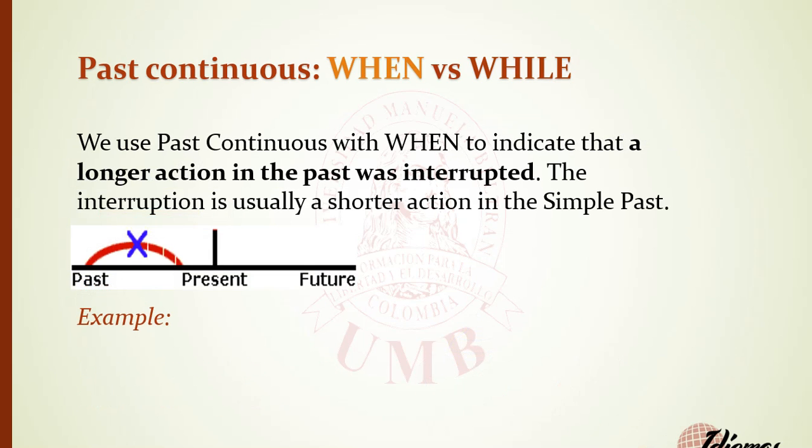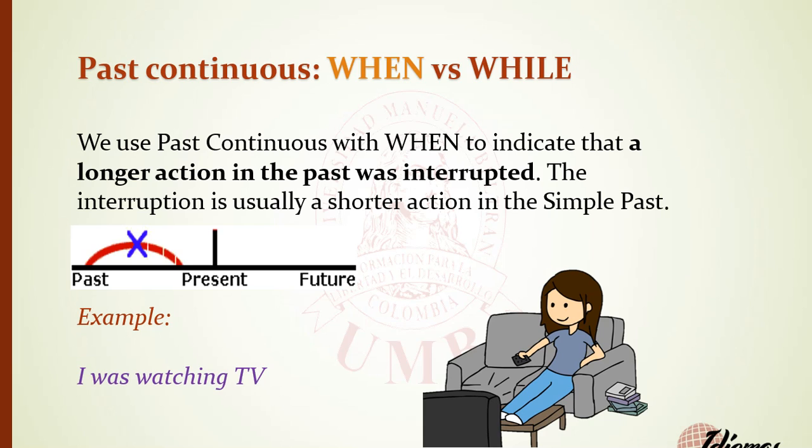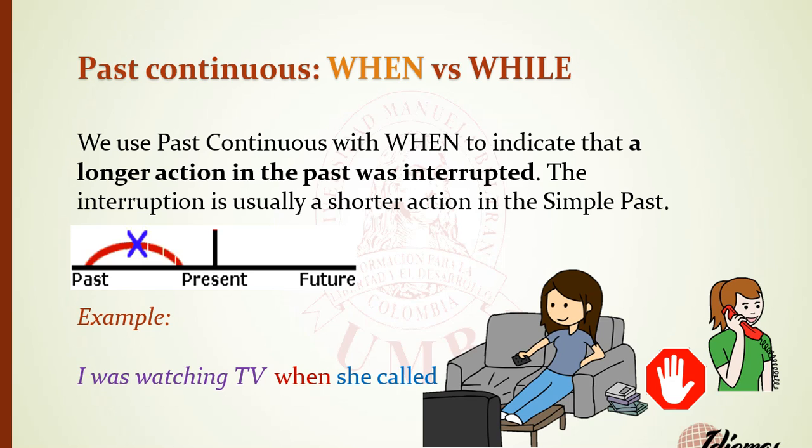But sometimes you can combine the past progressive and the simple past. And when you have the word when, it represents that an action is interrupted. Here we have an example. I was watching TV. This is an action that was happening in the past. But this action can be interrupted by another action. I was watching TV when she called. Yo estaba viendo televisión cuando ella llamó. So the fact that a person called interrupted the action I was doing. At that moment, I stopped doing what I was doing and then I had to answer the phone.